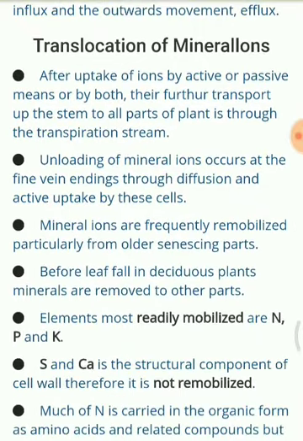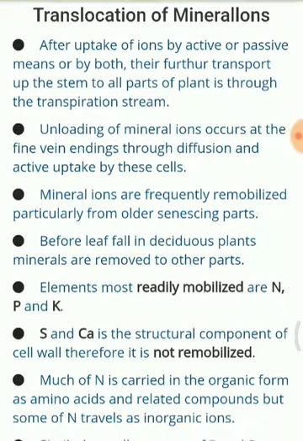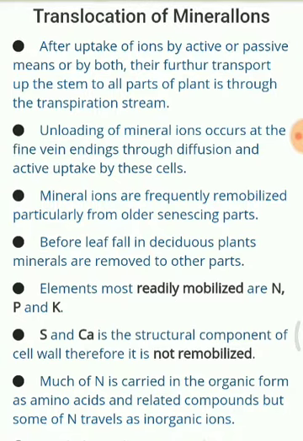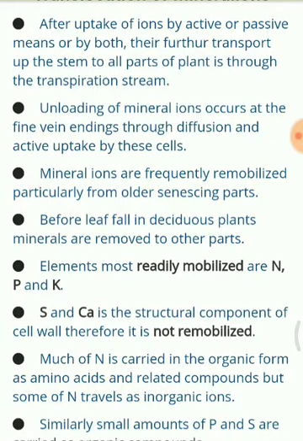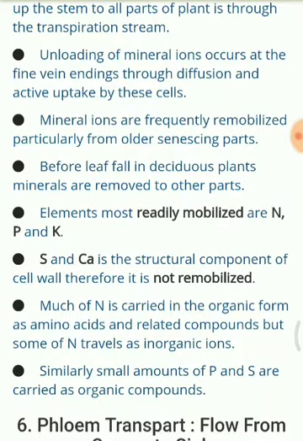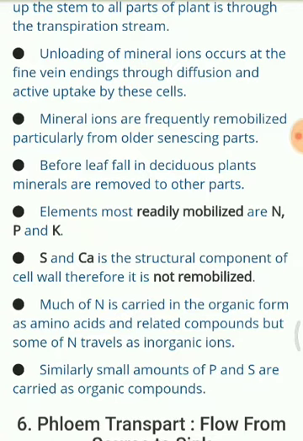Translocation of mineral ions. After uptake of ions by active or passive means or by both, their further transport up the stem to all parts of the plant is through the transpiration stream. Unloading of mineral ions occurs at the fine vein endings through diffusion and active uptake by these cells. Mineral ions are frequently remobilized, particularly from older and senescing parts. Before the leaf falls in deciduous plants, minerals are removed to other parts.